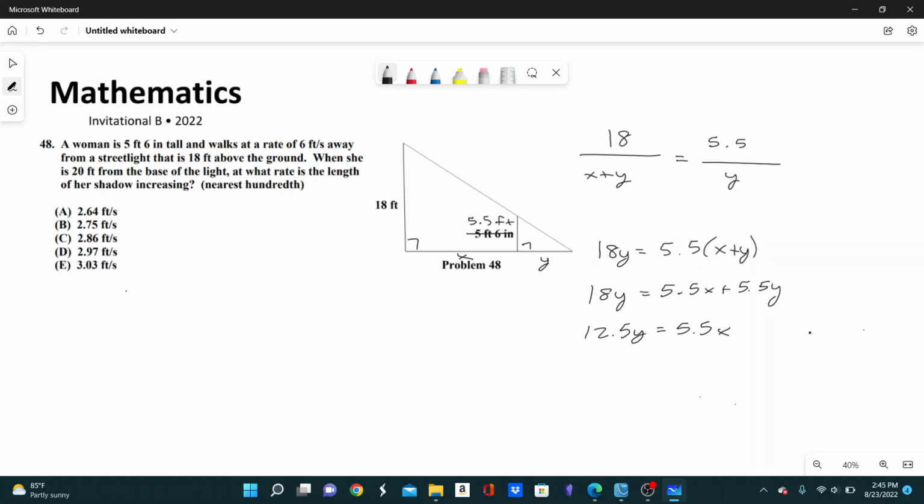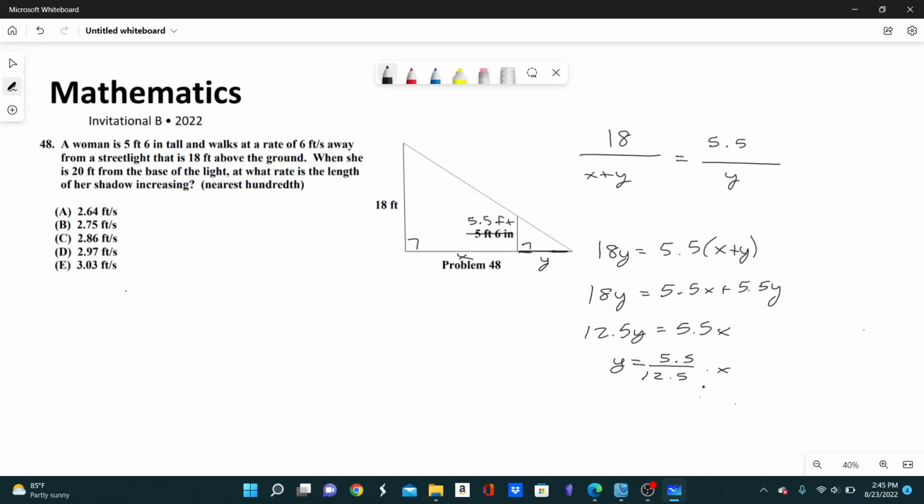So what are we actually trying to solve for? Let's remind ourselves. At what rate is the length of her shadow increasing? So we're trying to find the rate as y increases. So I'm going to solve for y. I'll say y equals 5.5 over 12.5 times x.